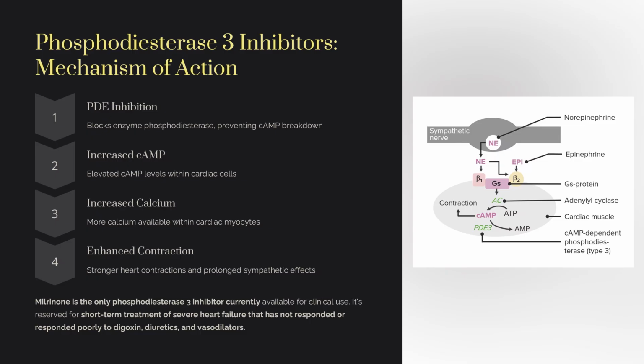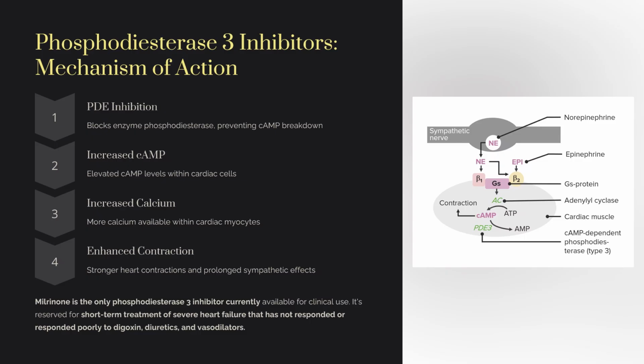I'm trying to just tell you what I want you to know. Milrinone is the only phosphodiesterase 3 inhibitor. You might also see this just as PDE3. And it is used for short-term treatment of severe heart failure that has responded poorly or has not responded to digoxin, diuretics, and vasodilators. Okay, it is inotropic.